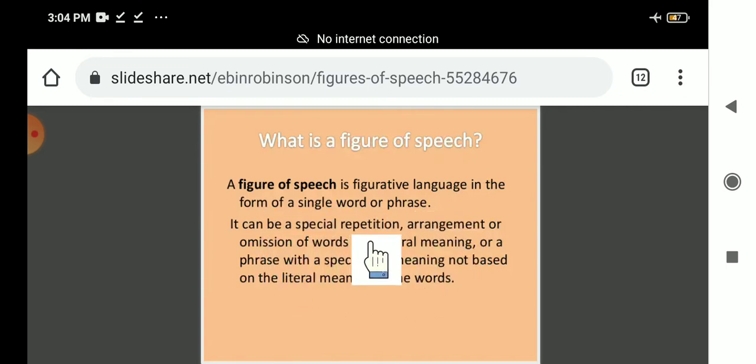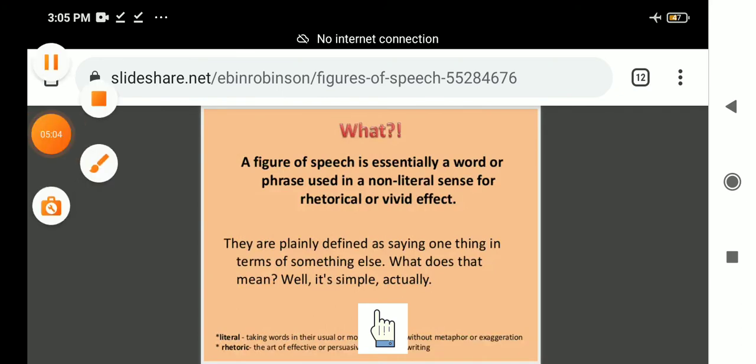It can be a special repetition, arrangement or omission of words with literal meaning, or a phrase with a specialized meaning not based on the literal meaning of the words, and that is called a figure of speech. Telling in short, a figure of speech is figurative language where the words and the sentence give the same meaning but the way of expression is different. Understood, students? So write down this definition in your notebook. Now let's go to another page.